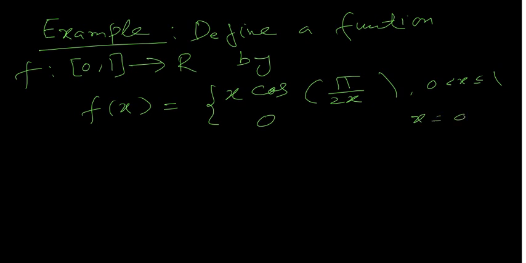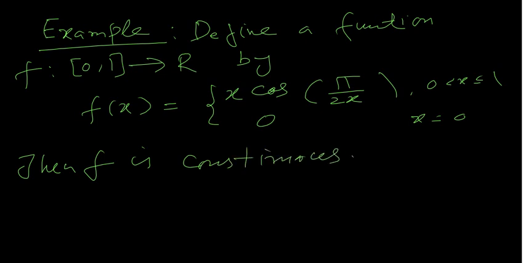Then this f is continuous at every point, also at 0, because its value at 0 is 0 and the limit is also 0. You can easily verify this. So you have to check the continuity only at 0. For other points it's obviously continuous because it's x times cos of pi by 2x for x not equal to 0. So you need to check the limit only at 0, that's 0, and the value of the function at 0 is also 0, therefore f is continuous.